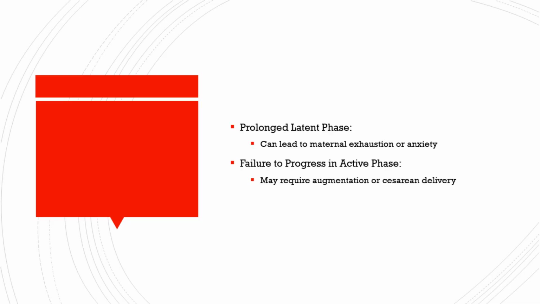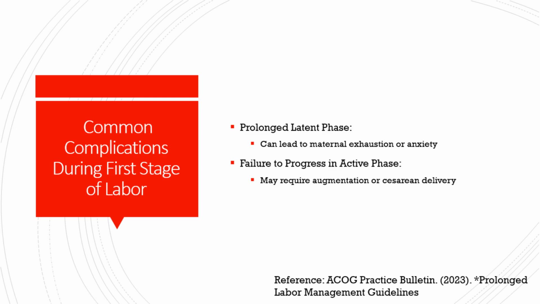Common complications during the first stage of labor include prolonged latent phases or failure to progress during the active phase of labor. These situations require careful monitoring and may necessitate interventions such as augmentation or cesarean delivery if progress stalls significantly. C-section is indicated in the case of labor dystocia, which is defined as no progress in 4 hours once in the active phase of labor or no progress in 2 hours during the second stage of labor. We will discuss the second stage of labor in more detail in another lecture.